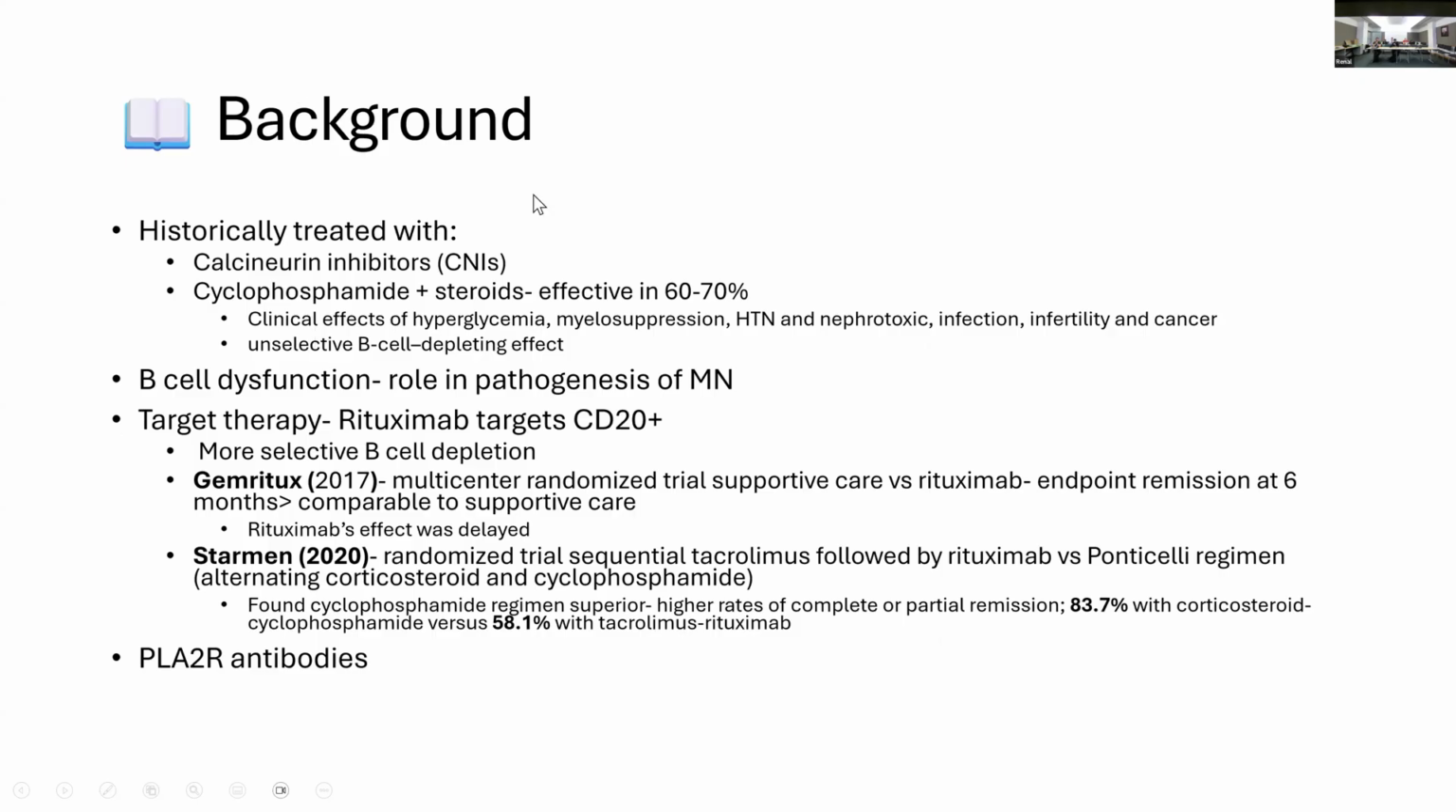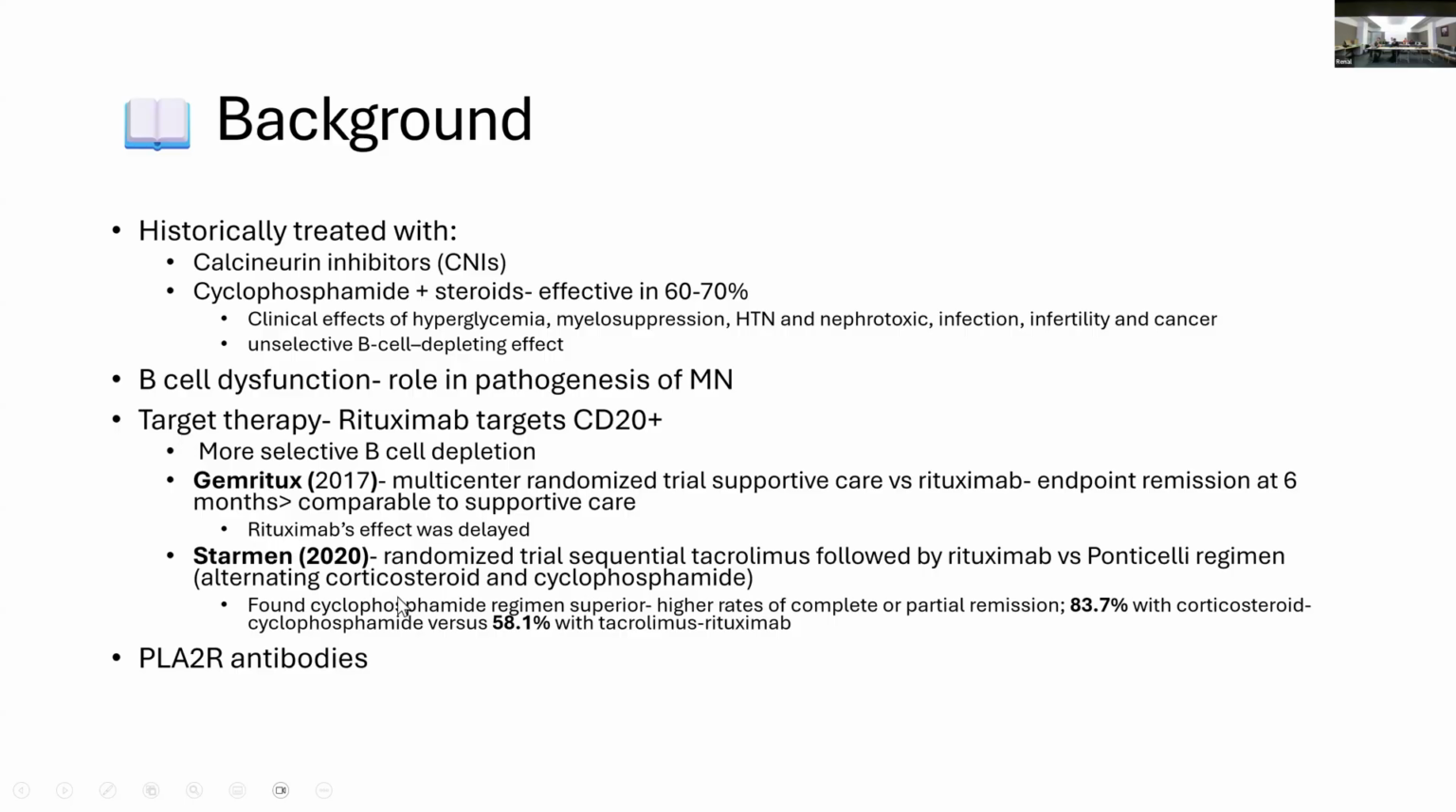the treatments that historically we've looked at: CNIs, mainly cyclophosphamide and steroids. Cyclosporine has also been used, but there are a lot of side effects with CNIs that we know of, like hyperglycemia, hypertension, and nephrotoxicity. It's very unselective. And because we know B cell dysfunction plays a big role in membranous nephropathy, we looked at maybe doing targeted therapy with rituximab.